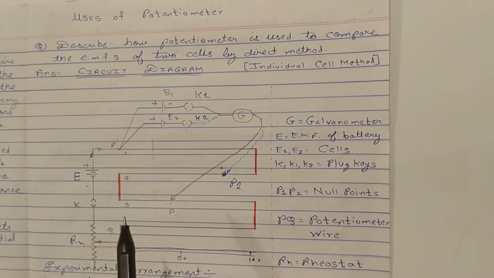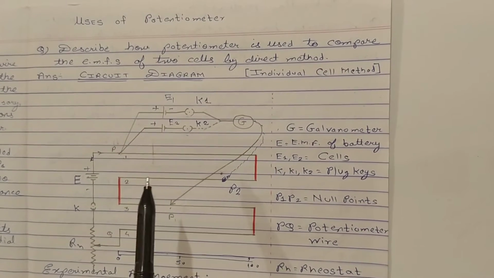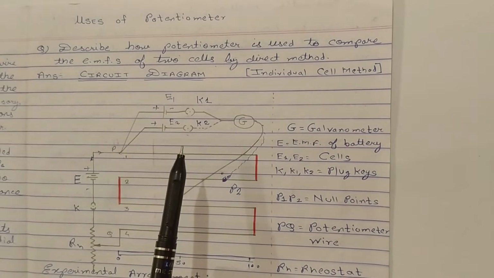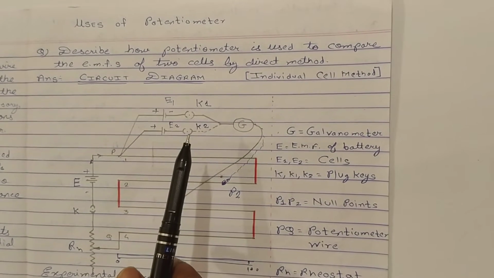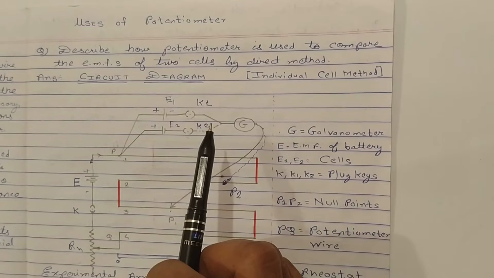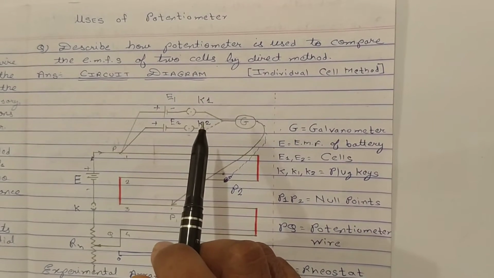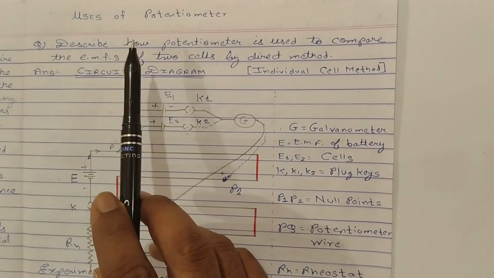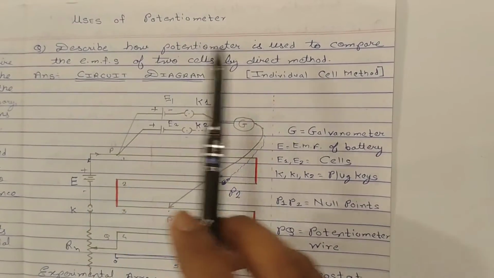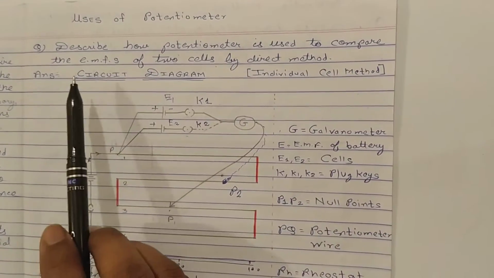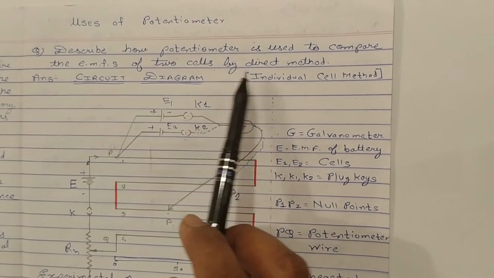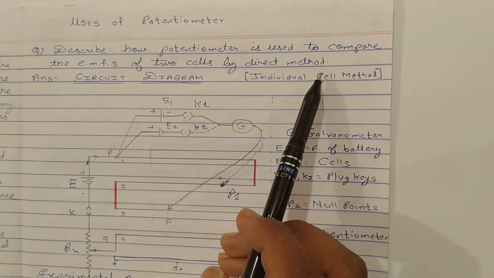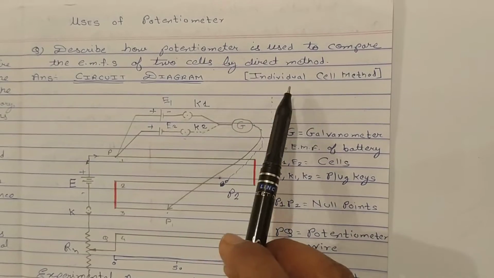Good morning, students. In the last lecture, we have seen what is a potentiometer, its uses, advantages, disadvantages, and principle. In this lecture, we will see how we can use potentiometer to compare the EMF of two cells by direct method. The another name of the direct method is what? Individual cell method.